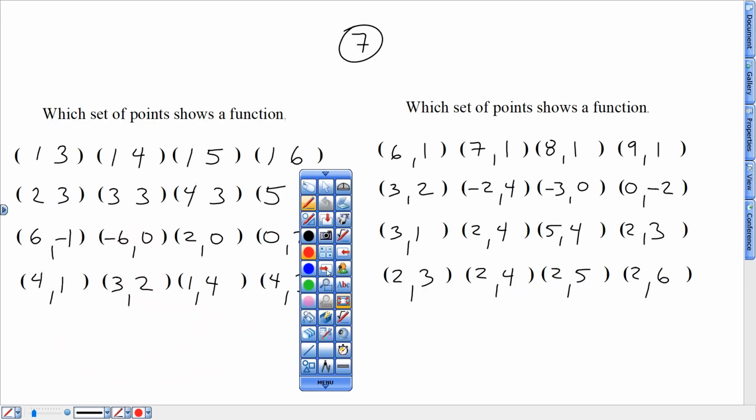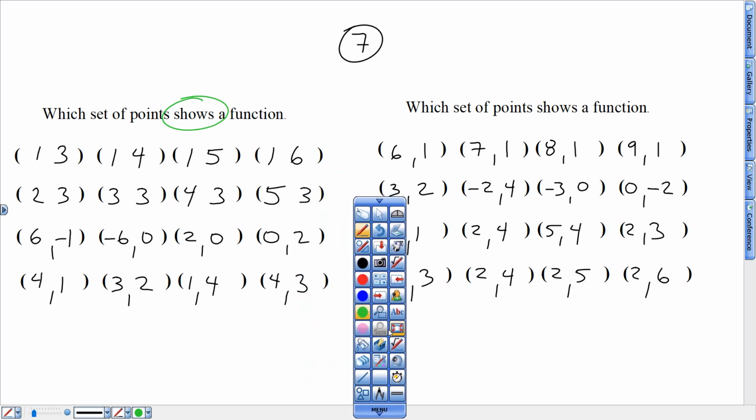All right, number 7. This one, again, the function test. Which one shows a function? That last one was not a function. This one, which one shows a function? And again, you know it shows a function if none of your x numbers repeat. That's what we're going to do at this level. Don't worry about any tricks. If none of your x numbers repeat, it's money. It's a function. If none of these x numbers are the same, it's a function. But if you do have x numbers that are the same, it's probably not going to be a function.